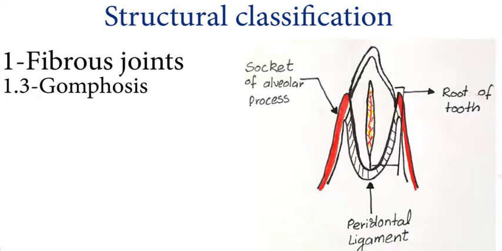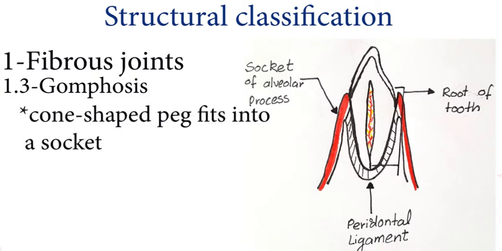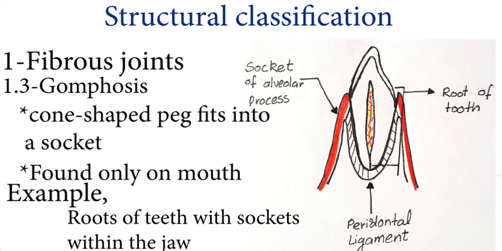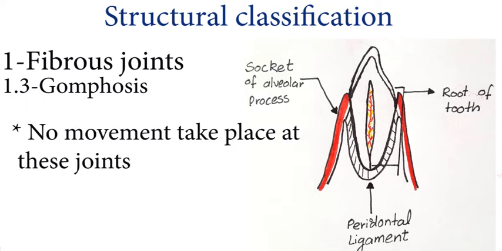Next, we have gomphoses. It is like a cone-shaped peg that fits into a socket. They are found only in the mouth. The only example is the roots of the teeth with the sockets within the jaw. No movement takes place at these joints.